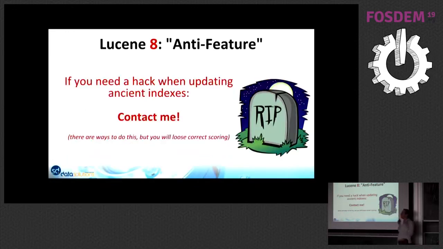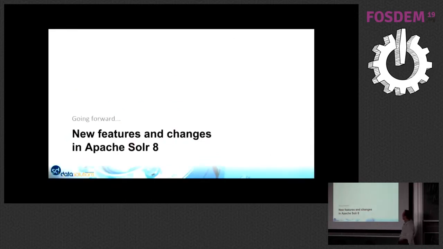But if you really need it, there's a possibility to still do that, but you will lose correct scoring. So if you do some low-level code, you can still raise a very old index. Even version 1.4 of Lucene, I brought to version 6 already. It works, but if your analyzers are not correct, it won't really help you, and scoring won't work anymore. But theoretically, you can do that. So there's a possibility.